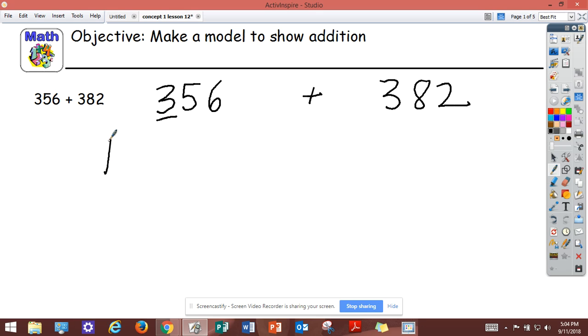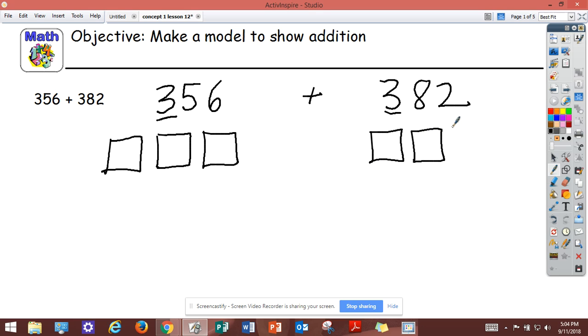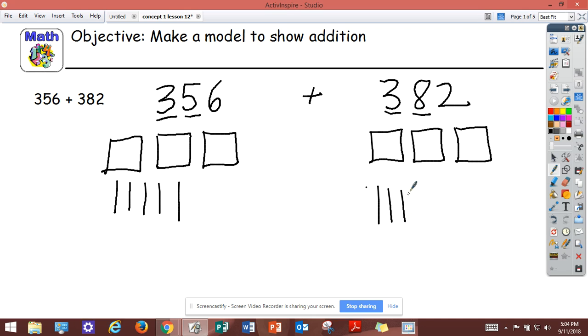So there are 300s in 356, and we're going to represent each of those with a rectangle. Same thing over here, 300s. Next up is we're going to look at our tens place. So we have 5 tens here, and we have 8 tens here. And finally, our ones, so 6 ones and 2 ones.